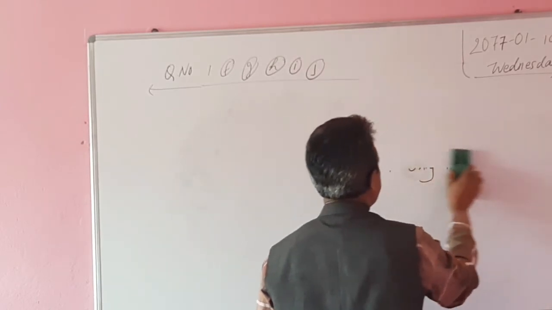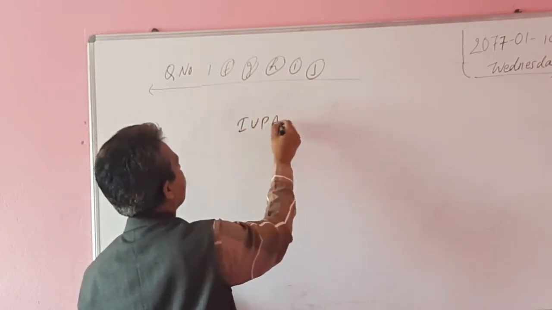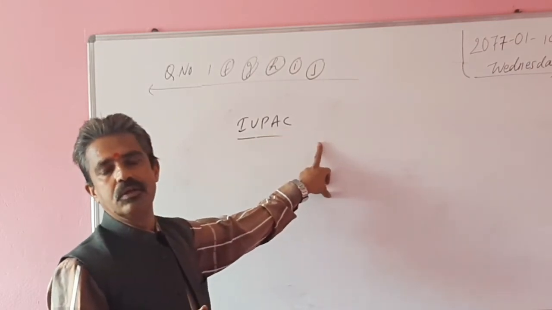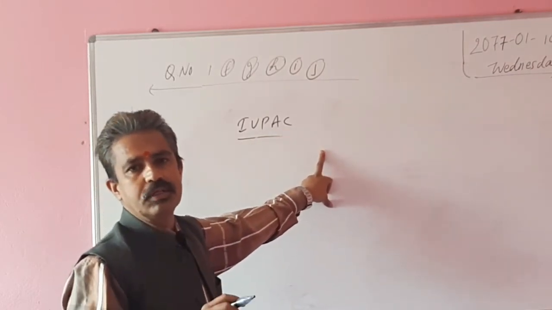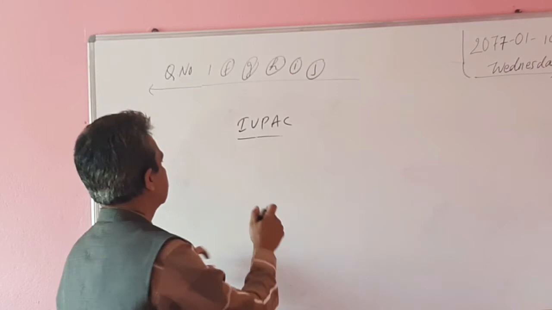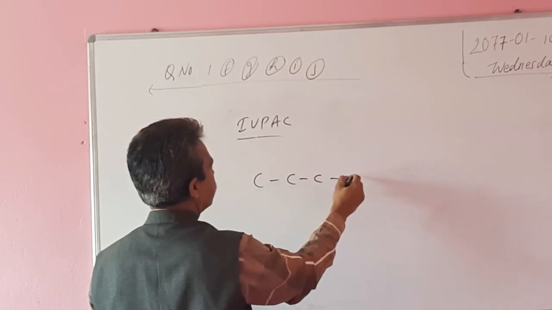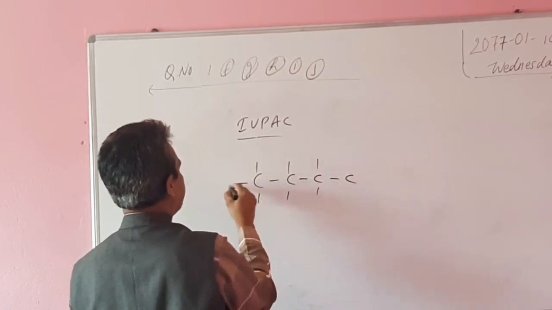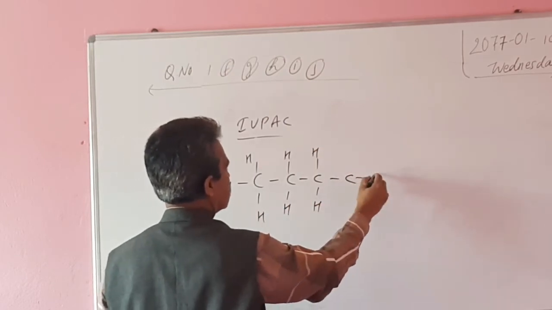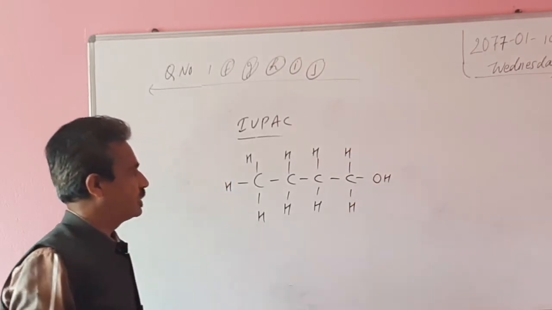What is the full form of IUPAC? International Union for Pure and Applied Chemistry. It gives the names to different organic compounds. So the compound is given here. How many carbons are here? 4. And hydrogens are arranged in this way. And here is hydroxide, and other places.